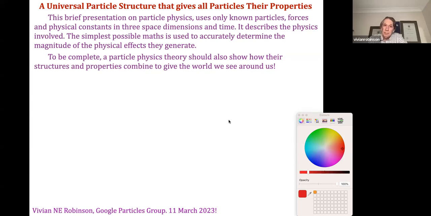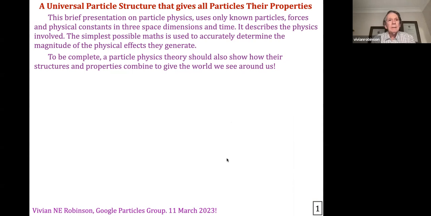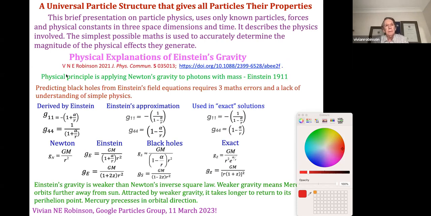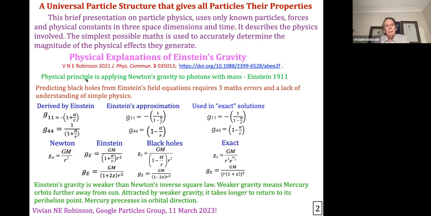Now, it suggests that to be complete, a particle physics theory should also show how their structures and properties combine to give the world we see around us. But before I start, just to show one example of how this works, I refer you to this paper, which you can view at either of these addresses.